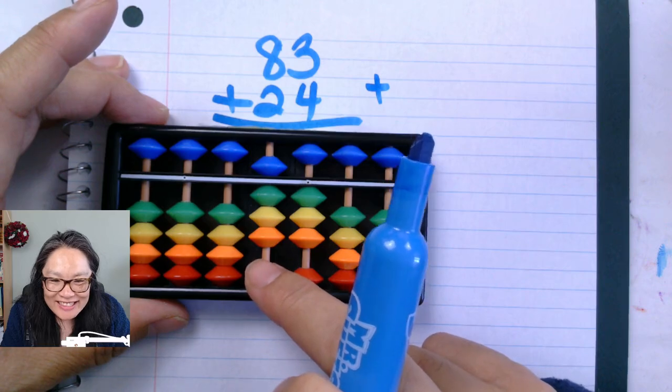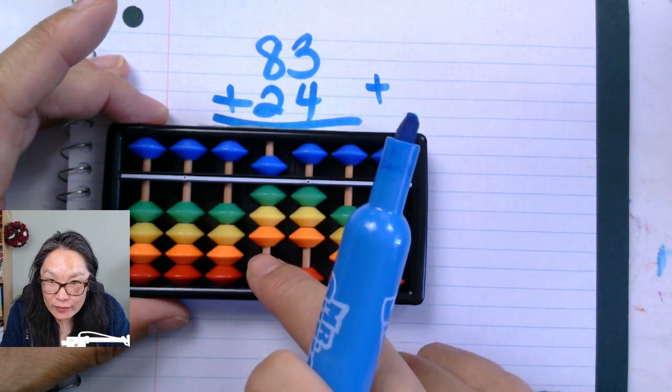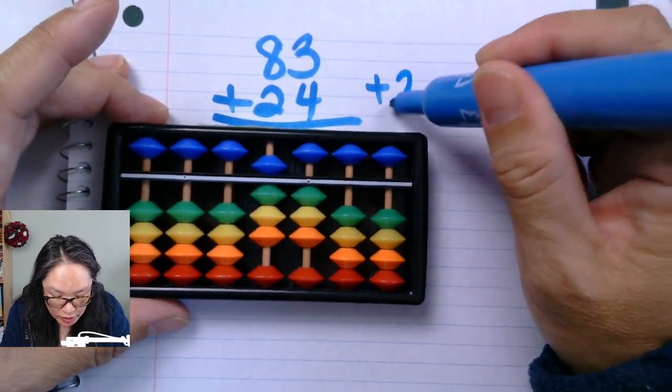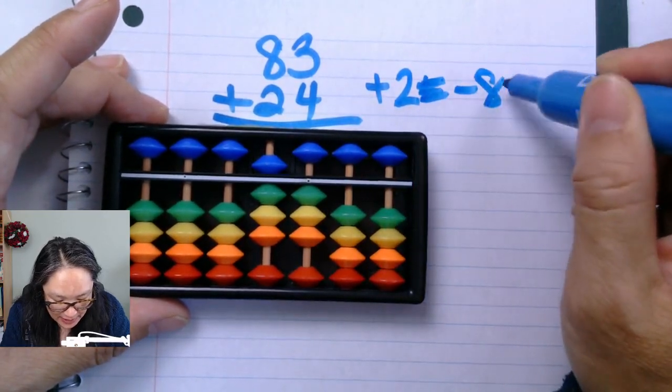Hello, RTX. Hello again. Okay, I'm going to add the 2. I don't have enough beads to add the 2, so what am I going to do? To add the 2, I can minus the 8 plus the 10.